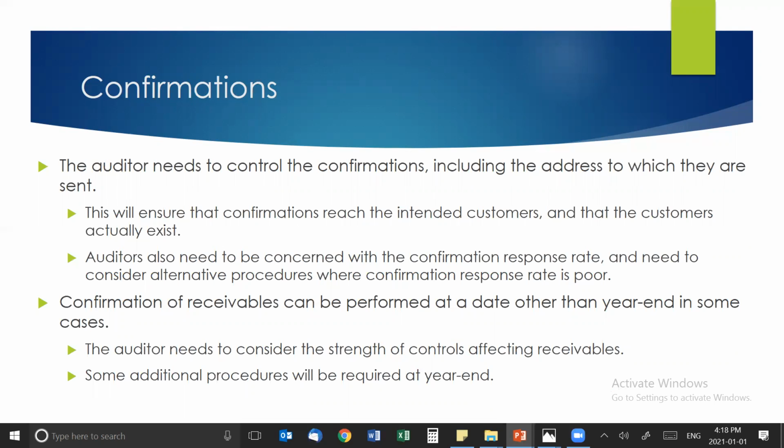The auditor needs to control the confirmations. So the auditor will make sure that the customer actually exists. Maybe they can do a Google search on the customer and the address of the customer to make sure the address is correct. The auditor will get the confirmation sent back to the auditor's address. Okay? So we make sure that the auditor controls the confirmation, not the client, because we don't want the client to tamper with the confirmation before we get it.